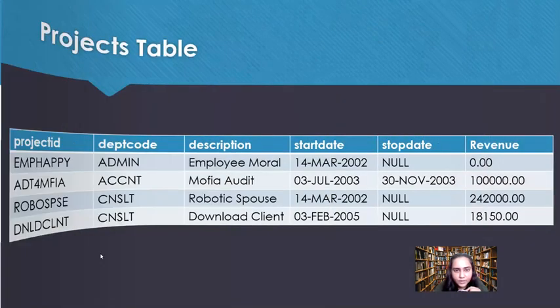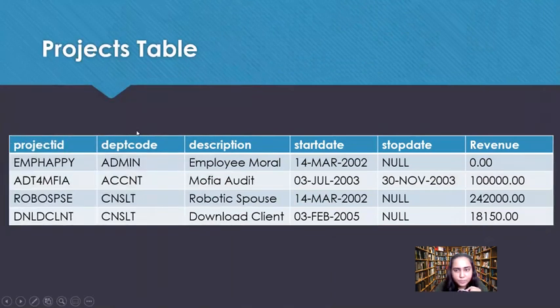Let's go and check that. So this is my projects table, and you can see there's only one dept code that is ACCNT, which is right here. And if you check its revenue, yes, it does lie between 100,000 and 150,000, and 100,000 is included in this. So that's why you got this as an answer. And you can see that others do not lie within this range, which is why you did not get them.